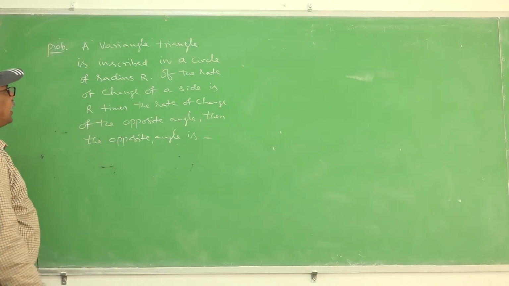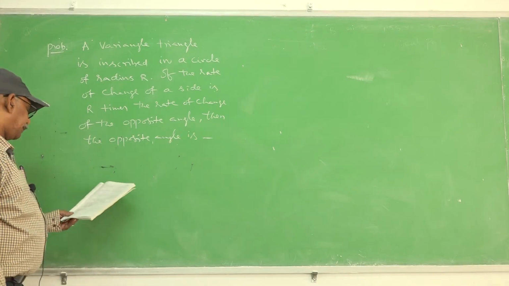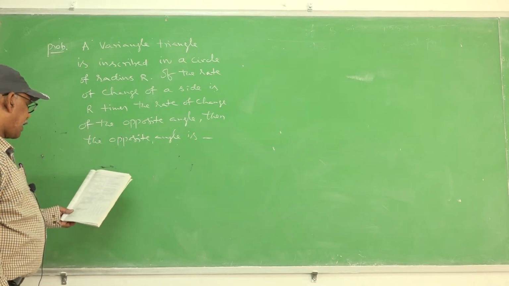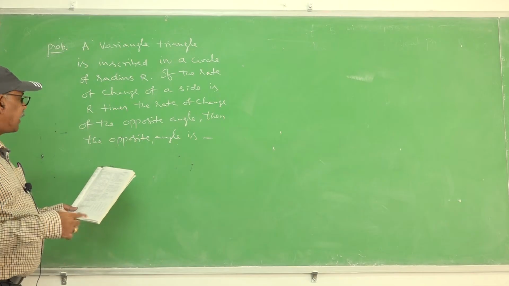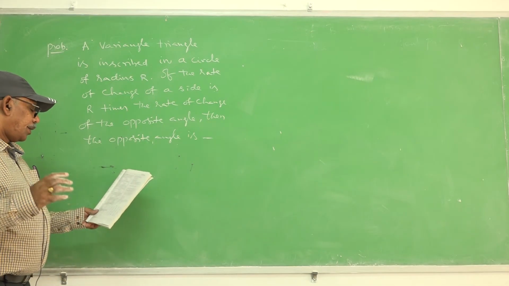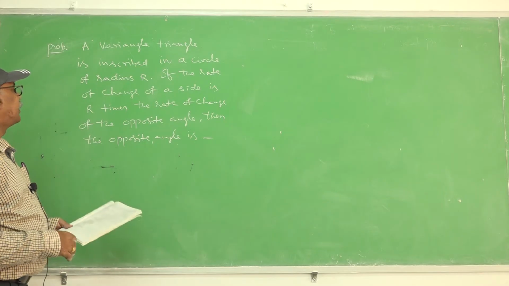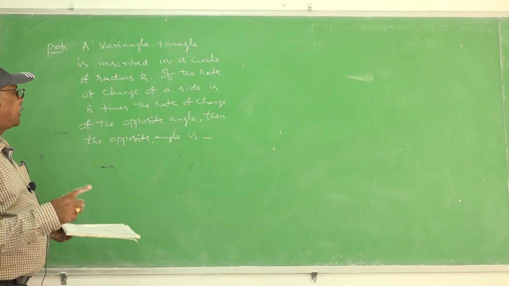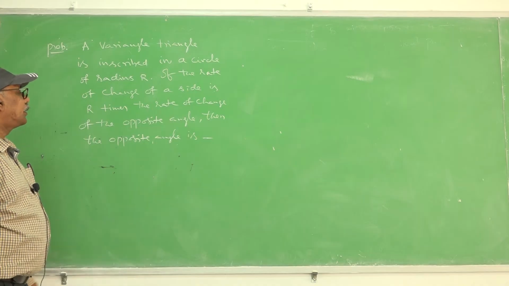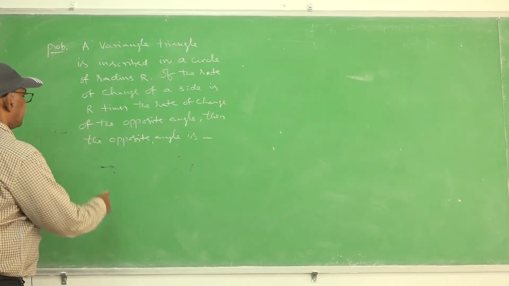A variable triangle is inscribed in a circle. A variable triangle is inscribed in a circle of radius capital R. If the rate of change of a side is R times the rate of change of the opposite angle, then the opposite angle is. That is our problem.